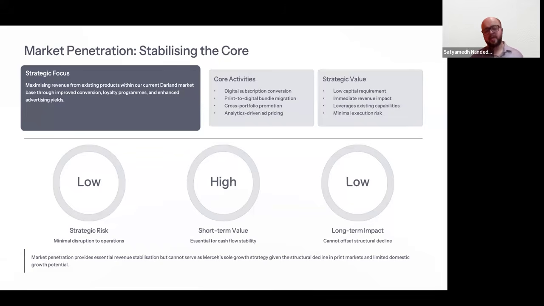As one of the first pathways, there is market penetration. Go deeper into the existing market. So whatever is your core business, try to stabilize that, try to grow that. Try to drive more digital subscriptions. Try to see if you can bundle print and digital together, or see if you can convert the print customers directly into digital customers, and try to have analytics-driven ad pricing.